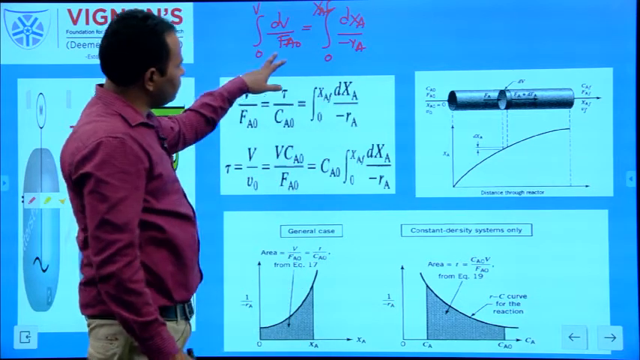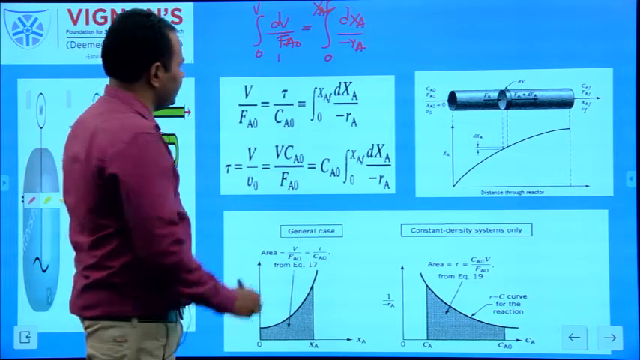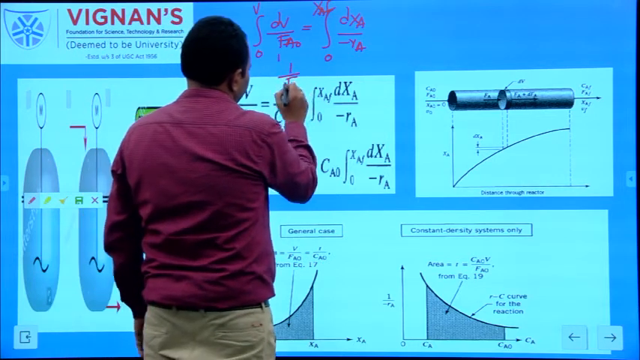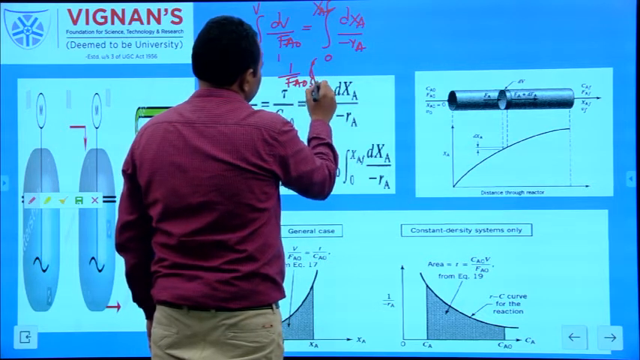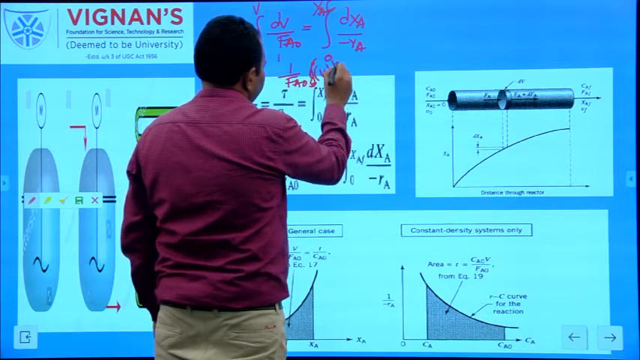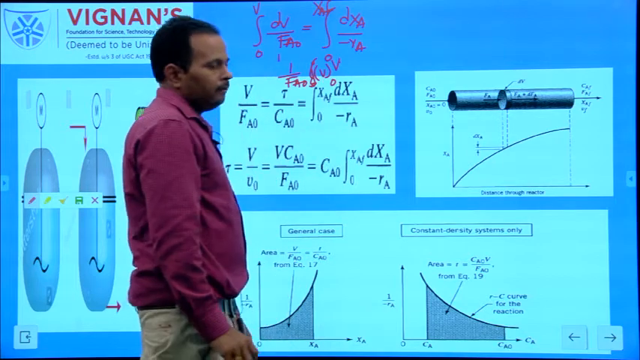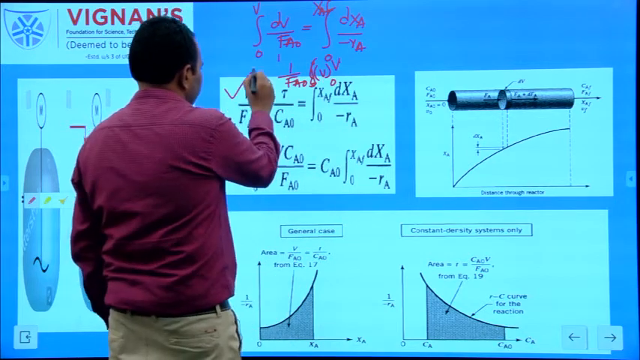So FA naught is constant, 1 by FA naught is also constant, so you can take it out of the integral. So 1 by FA naught times integral dV. Integral dV is V. Substitute the lower limit 0 and upper limit V: V minus 0 is V. So here we got V by FA naught.